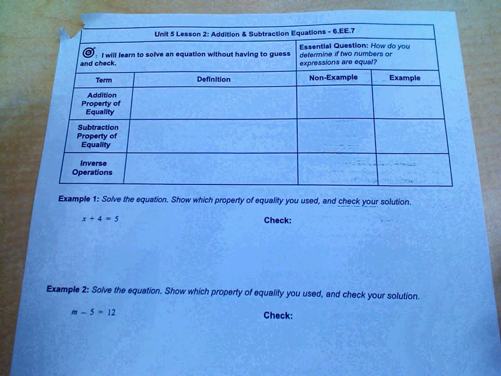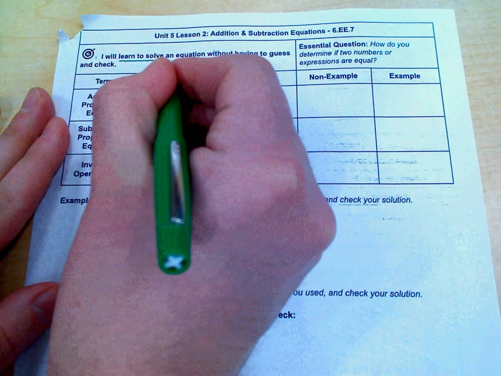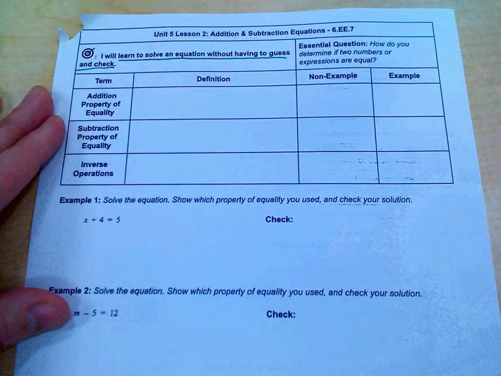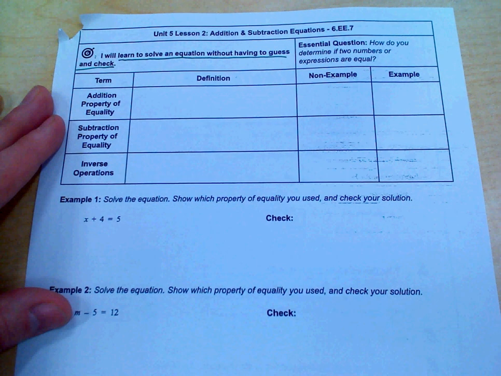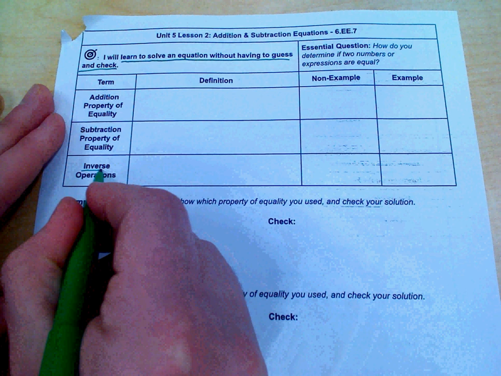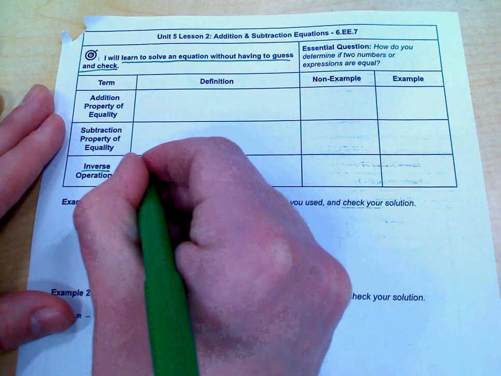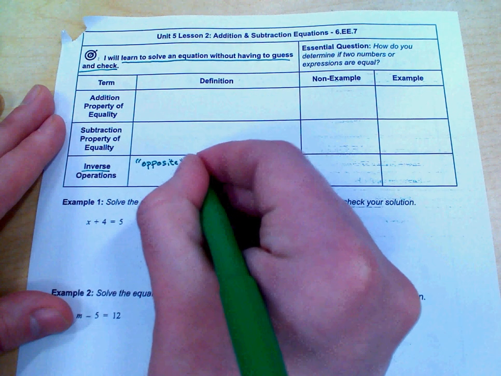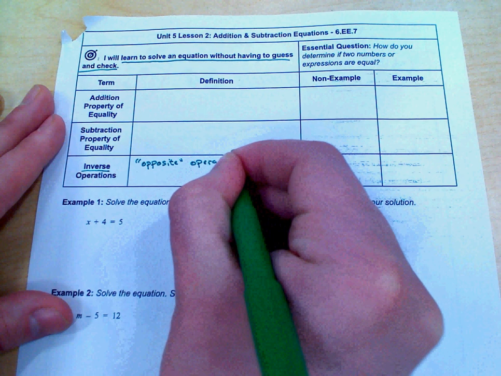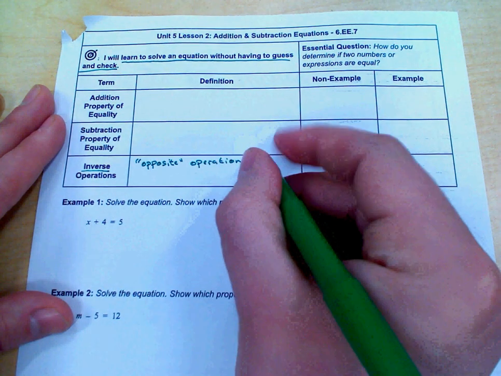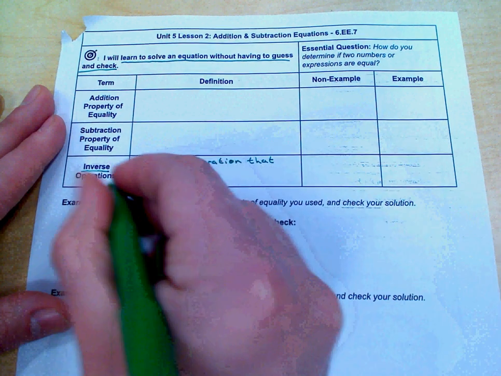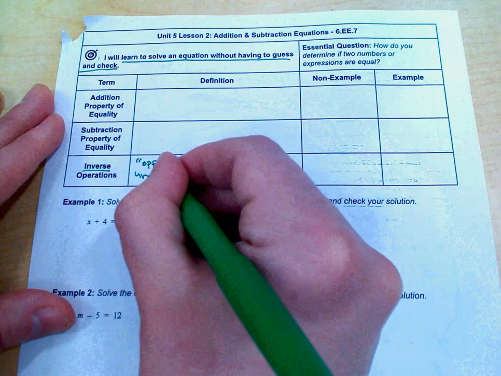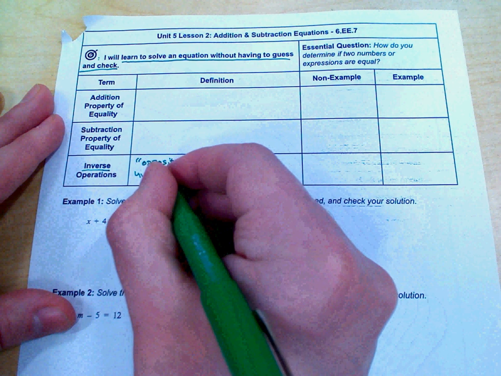Okay, we're going to start with our lesson. Our lesson is to learn to solve an equation without having to guess and check. So we're actually going to go through the actual process of finding our solution for our variable. Okay, we're going to use inverse operation. Remember, we talked about inverse being the opposite operation that undoes an operation. So make sure that you use that opposite operation.